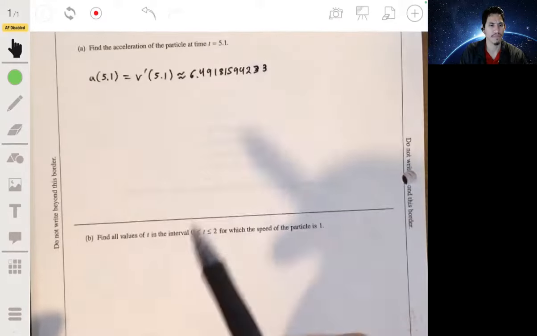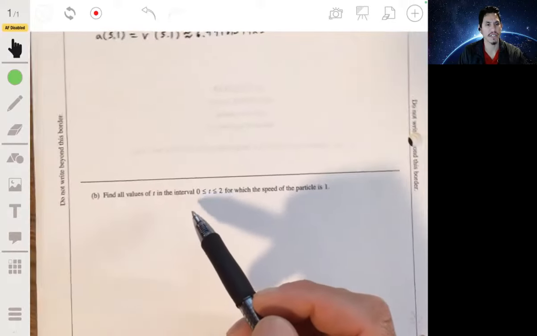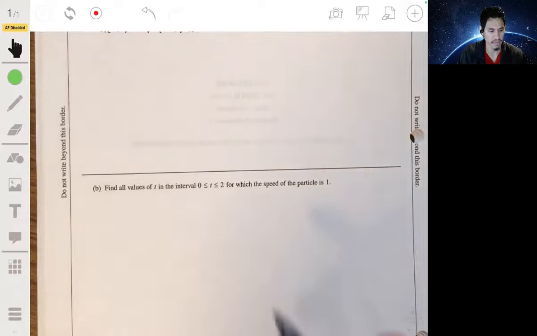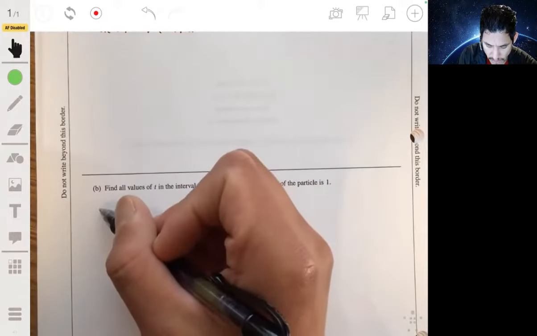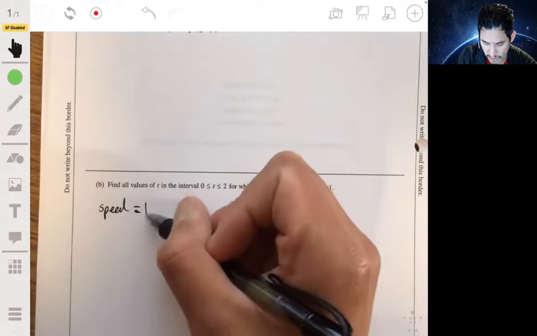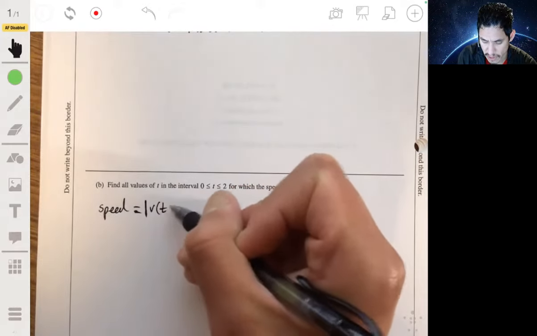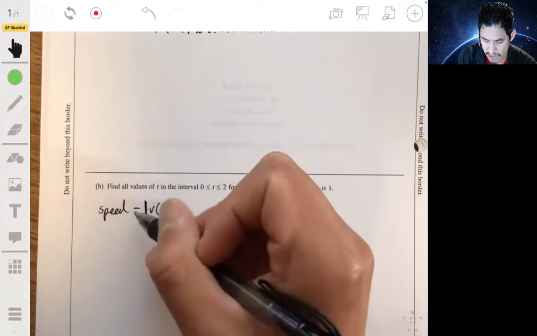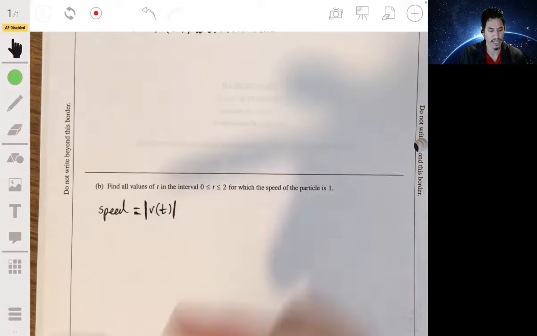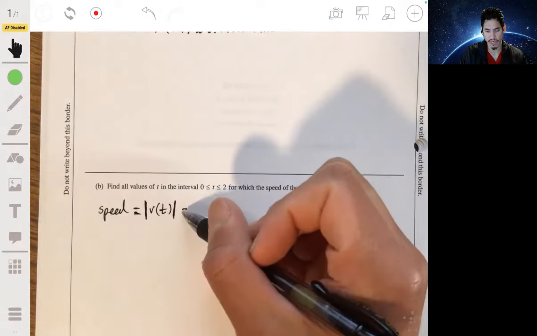All right, part B. Find all the values of t in the interval 0 to 2 for which the speed of the particle is 1. Okay, so let's remember that speed is equal to the absolute value of velocity, because velocity can be positive or negative, since velocity also tells you the direction. Speed doesn't tell you direction. Speed just tells you magnitude. So we just want to find when the absolute value of velocity is equal to 1.